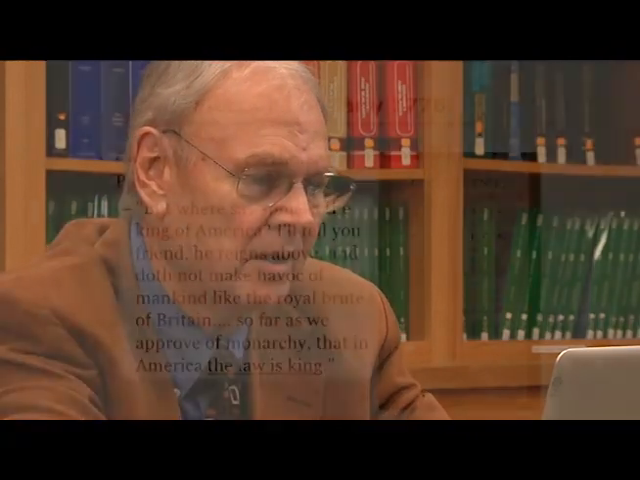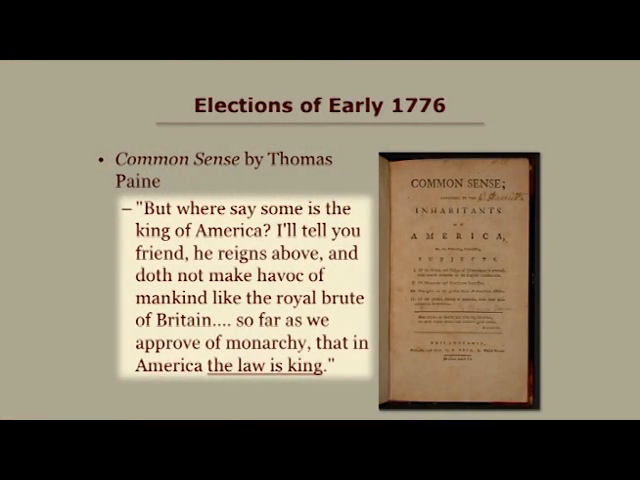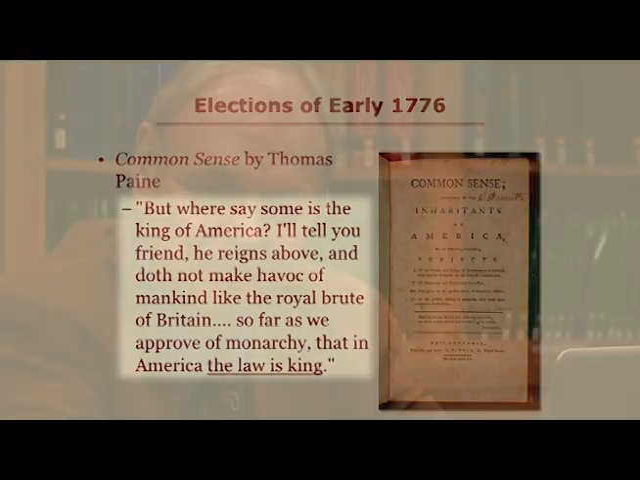Let's just read what he said in part. "But where, say some, is the King of America? I'll tell you, friend, he reigns above, and doth not make havoc of mankind like the royal brute of Britain, so far as we approve of monarchy, that in America the law is king." So here's Thomas Paine ridiculing the British king and stating that law is the king in America.